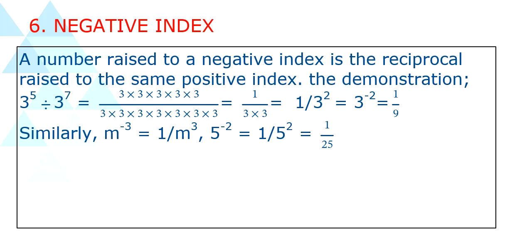6. Negative law. A number raised to a negative index is the reciprocal raised to the same positive index. Demonstrating this. 3 raised to the power 5 divided by 3 raised to the power 7. We use the division method, that is 3 times 3 in 5 places over 3 times 3 in 7 places, which equals 1 over 3 times 3, that is 1 over 3 raised to the power 2, and that is 3 raised to the power minus 2, negative index, and it's 1 over 9.